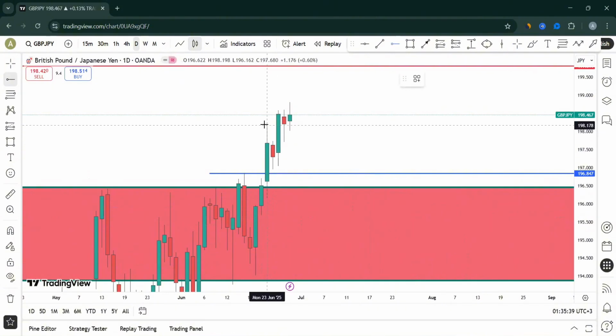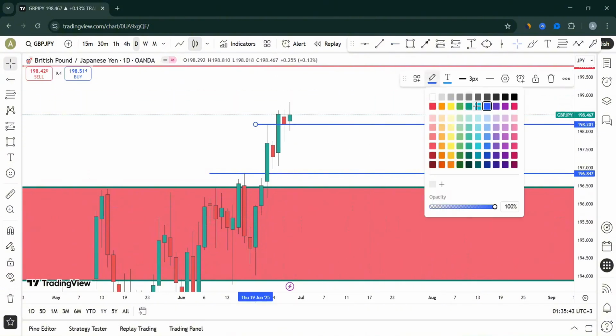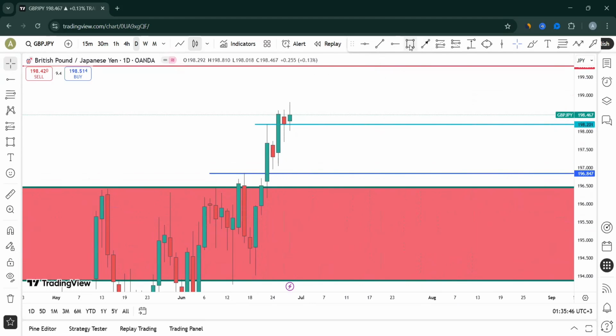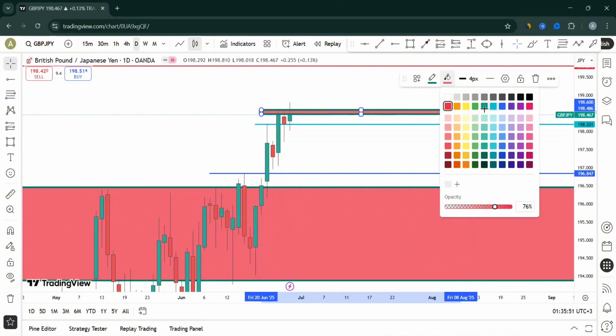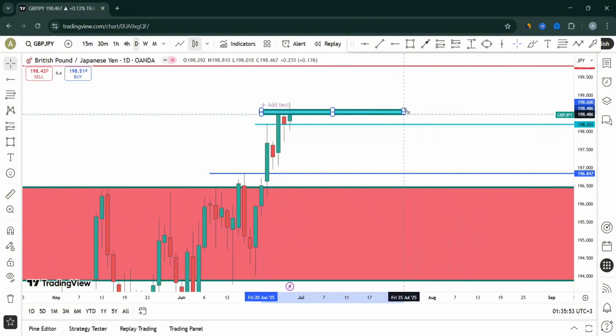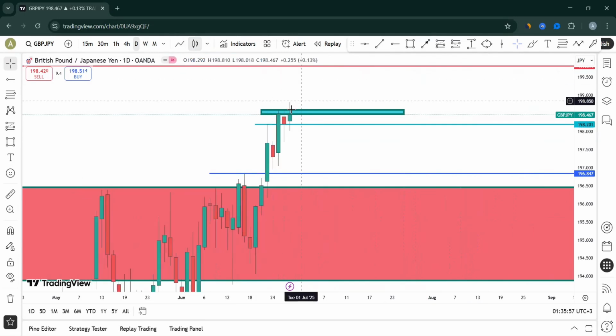So we also broke this level here, but this one was tested. This one is in daily. I'm just going to change it. This one was tested, and currently we do have this high here, in the daily time frame. I'm just going to change the color. This is the level that we are currently at. The market attempted to break, but we closed still below it.